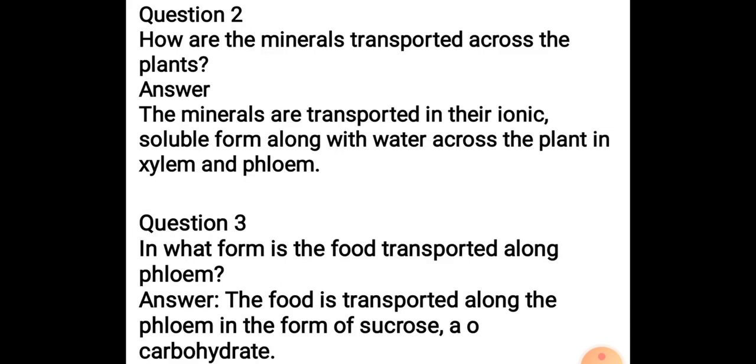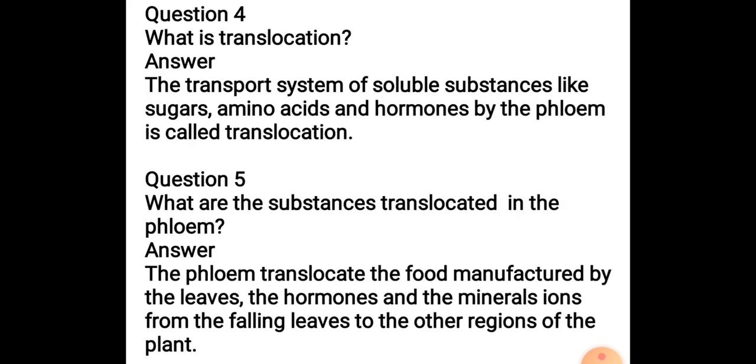Now question number 2. How are the minerals transported across the plant? The minerals are transported in their ionic soluble form along with water across the plant in xylem and phloem. Question number 3. In what form is the food transported along the phloem? So you all know the food is transported in the form of sucrose, which is a carbohydrate.